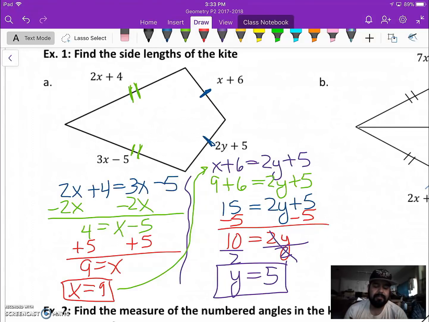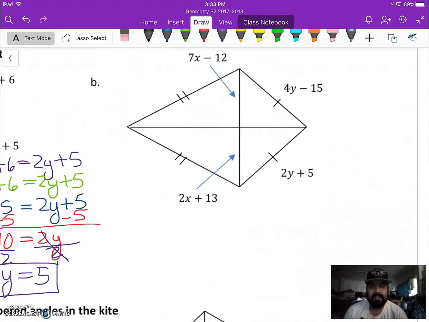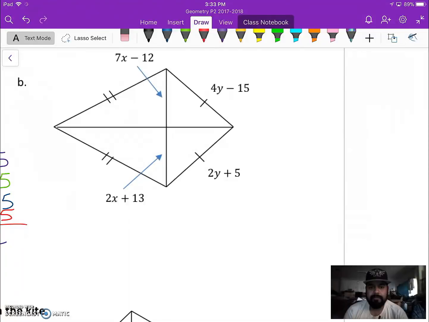Go ahead and give example 2 a try, and by example 2 I mean letter B a try. I'm going to wait for you guys to give it a try, not too long. My sub will pause the video right here.